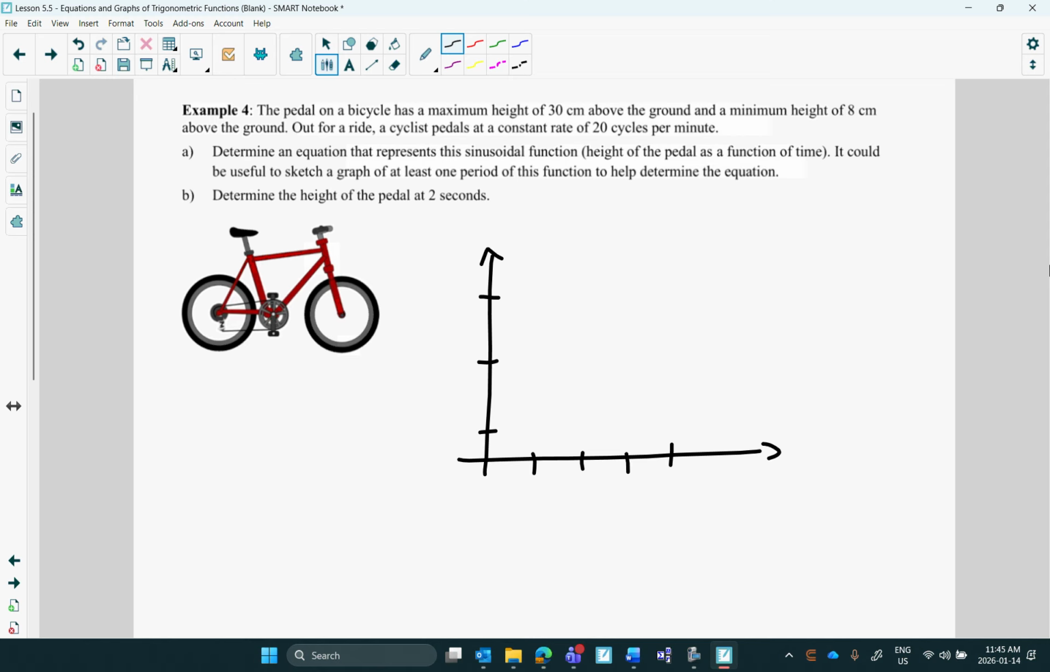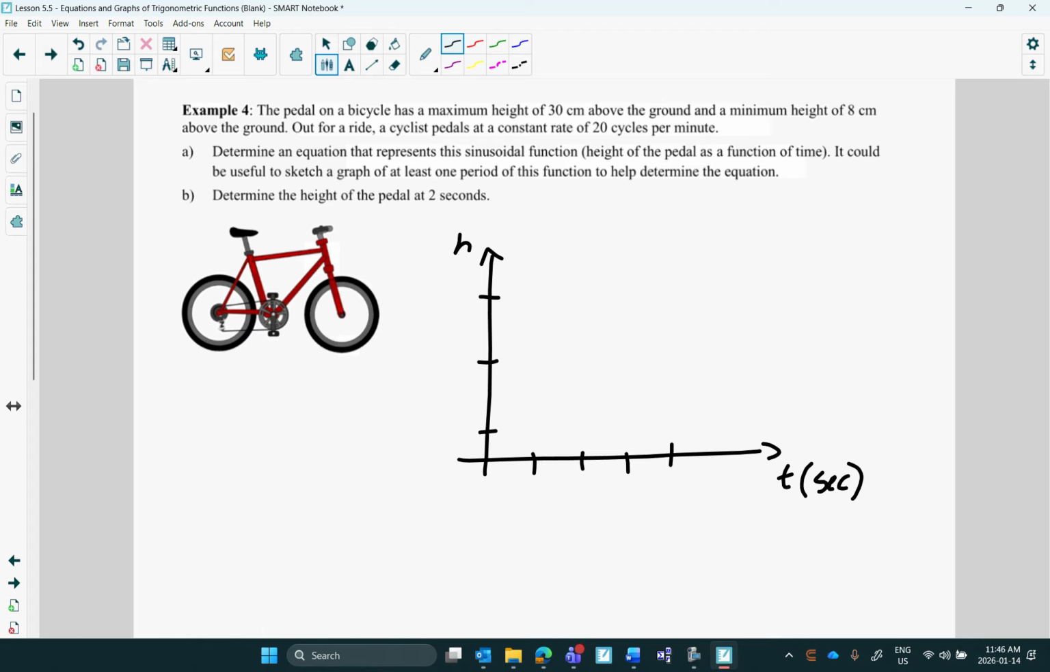All right, so a pendulum bicycle has a maximum height of 30 centimeters above the ground, minimum height of 8. Out for a ride, a cyclist pedals at a constant rate of 20 cycles per minute. What is the x-axis? Time. In what? I would suggest we do it per second, and I'll show you why. And then this will be height of the pedal, which is in centimeters.